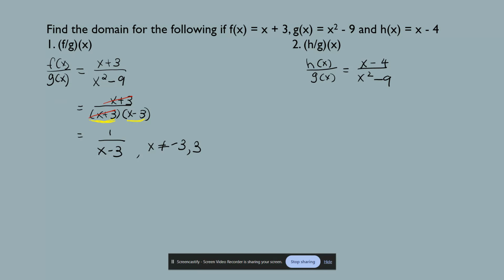So from the previous question, from question 1, I can factor the x squared minus 9 once again as x plus 3 times x minus 3. And I'm going to keep my x minus 4 in my numerator. This one, you notice I can't cancel anything out, so that's actually your full answer. Also, don't forget x cannot equal positive 3 and negative 3 as well.